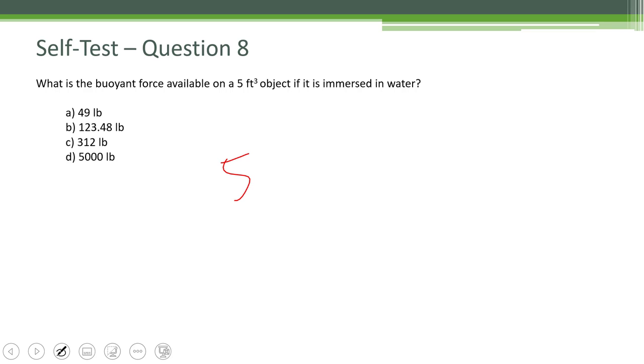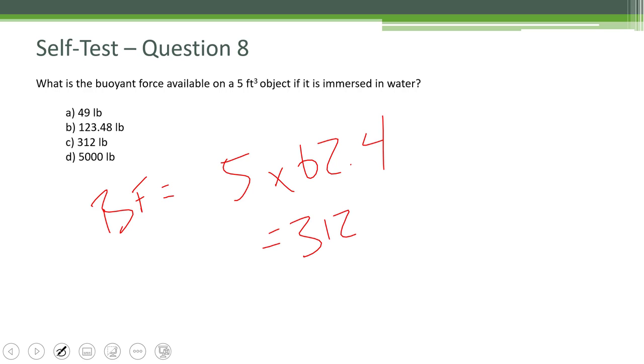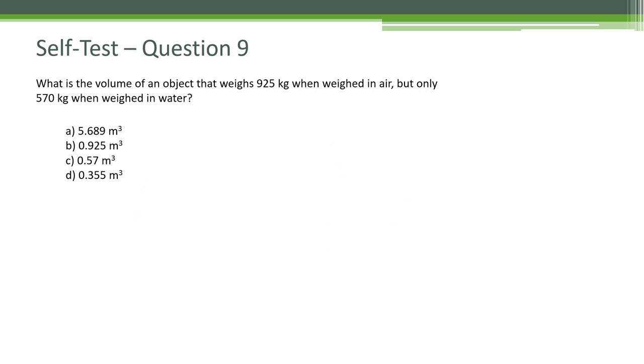It would just be 5 times 62.4, because that's the density of water. So that's my buoyant force, the weight of the water displaced. How much does all the water that went over the sides of the tub weigh? It would weigh 5 times 62.4, which is 312 pounds.